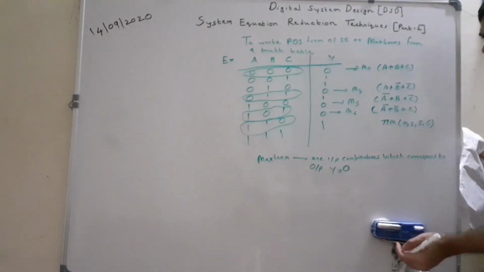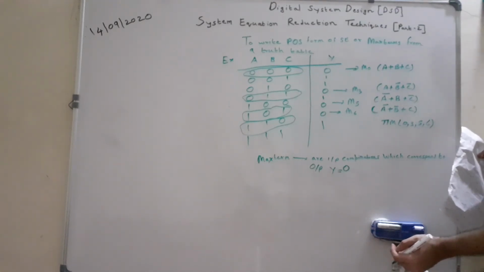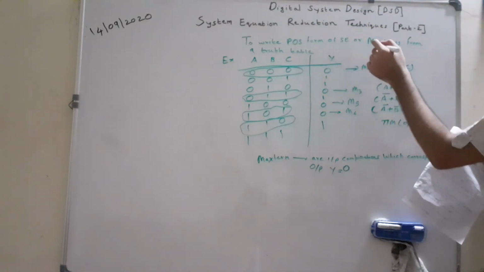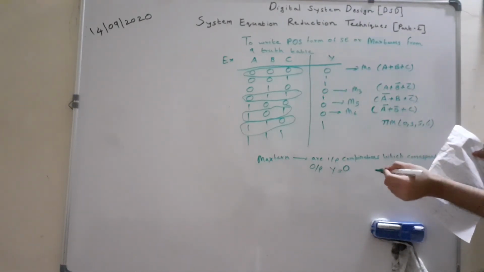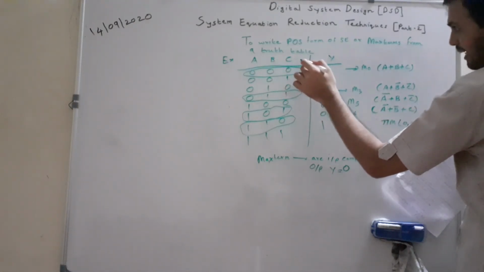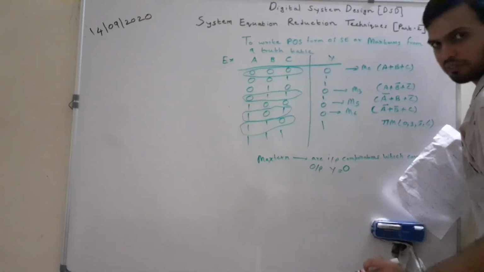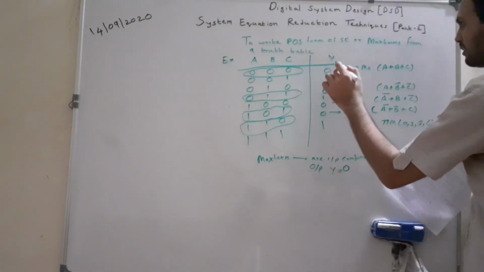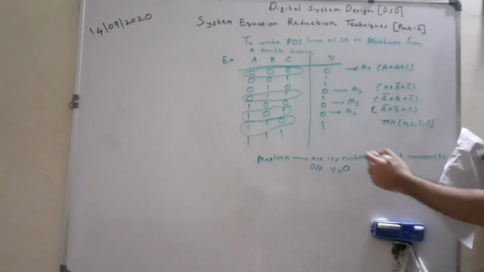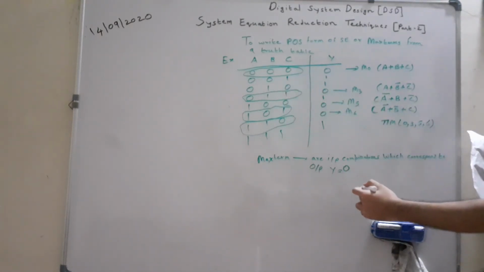So now we move on to write the max terms, or POS form of the system equation, from the truth table. So I have written how to write the POS form of the system equation and max terms from a given truth table. Now this is the truth table we have. Here we have three input variables A, B, C, and the output variable is denoted by Y. Now what are max terms?